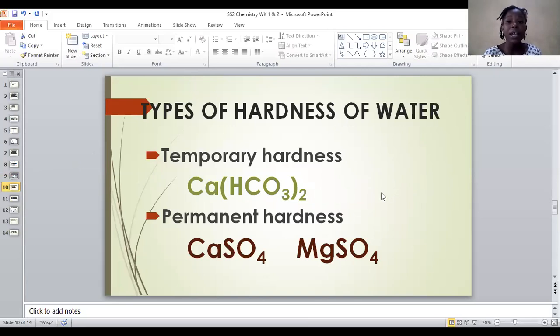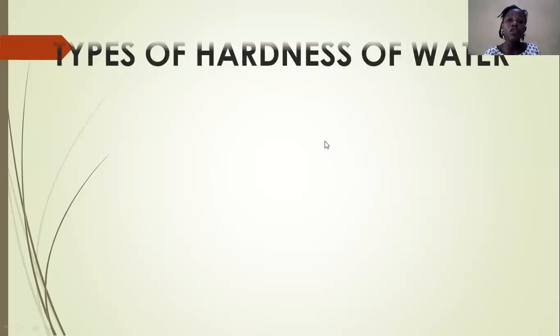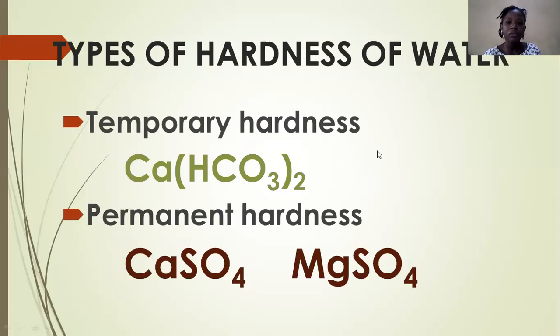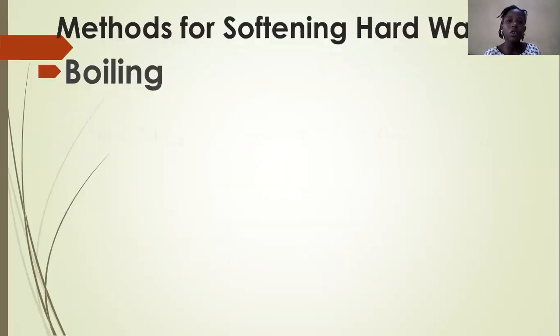So I told you that temporary hardness is caused by calcium hydrogen trioxocarbonate(IV), while permanent hardness is caused by either or both calcium tetraoxosulfate(VI) or magnesium tetraoxosulfate(VI). So let's look at how we can soften hard water. That means, when we say soften, how can we turn hard water into soft water? Remember what soft water is: simply water that can lather with soap. Now, I've said the types, so we go into methods of softening water.